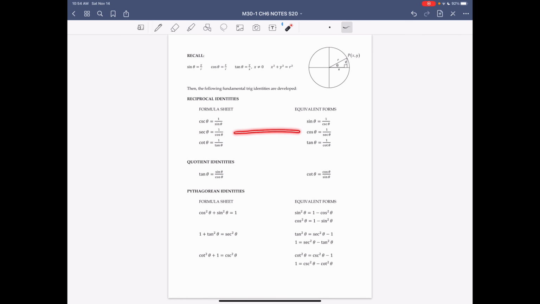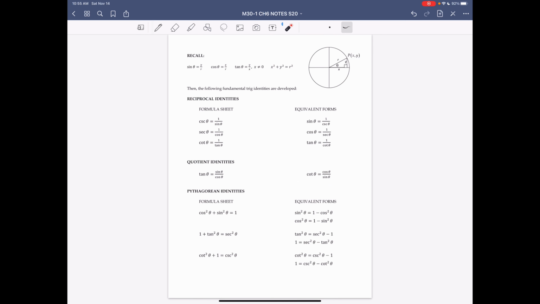Then also on your formula sheet, you have cotan theta equals 1 over tan theta. And from that, you can get tan theta equals the reciprocal of cotan theta, so 1 over cotan theta. We have the quotient identities. Tan theta equals sine theta over cos theta, and cotan theta equals cos theta over sine theta. I believe both of those are on your formula sheet.